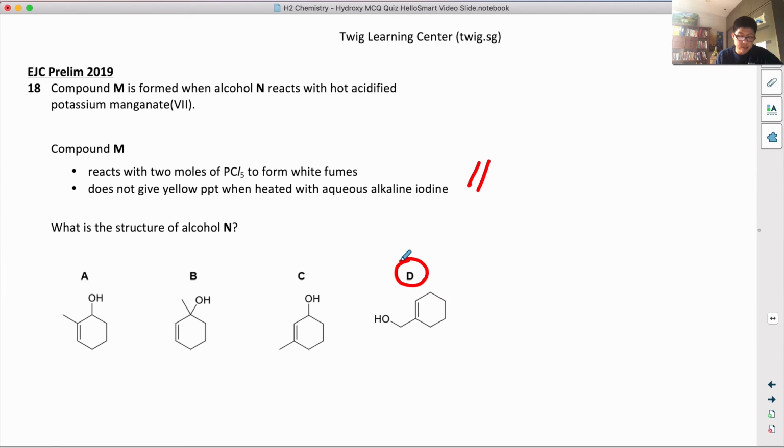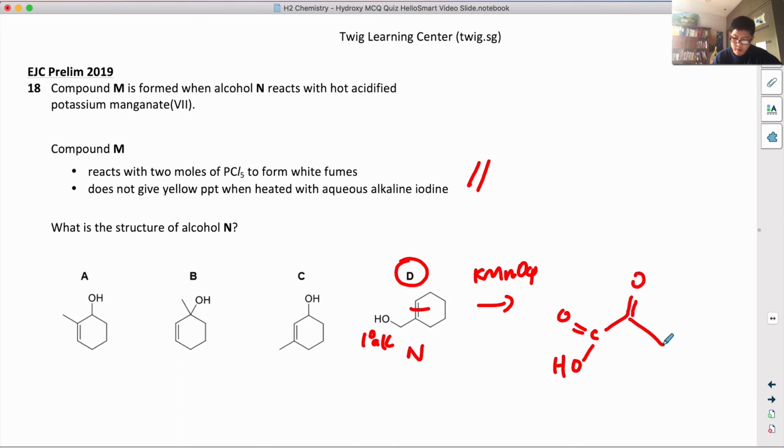So this is your N. You form M when you add KMnO4. KMnO4 is going to oxidize the double bond, and this primary alcohol will be oxidized to a carboxylic acid. Let's try to draw. This will become a carboxylic acid. Can you see that? This carbon will join to this part. This will become a ketone, and this one will break to become a carboxylic acid.